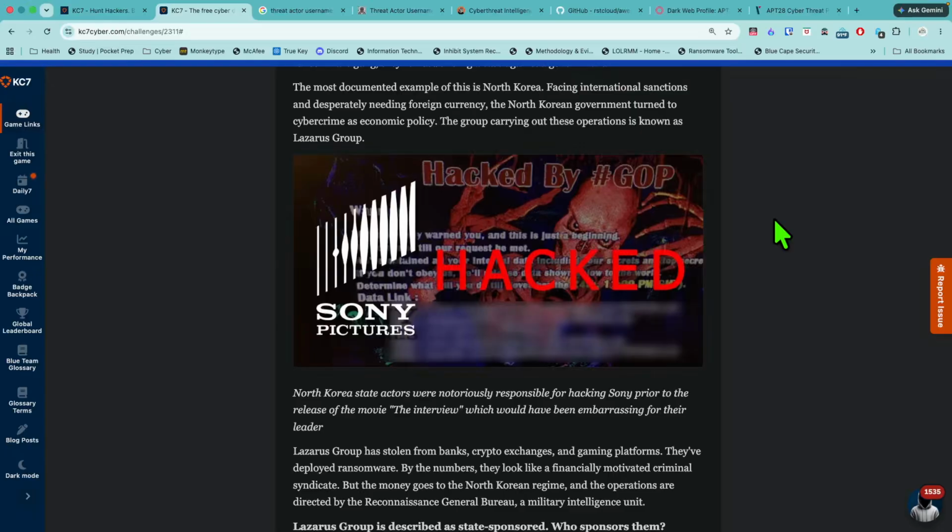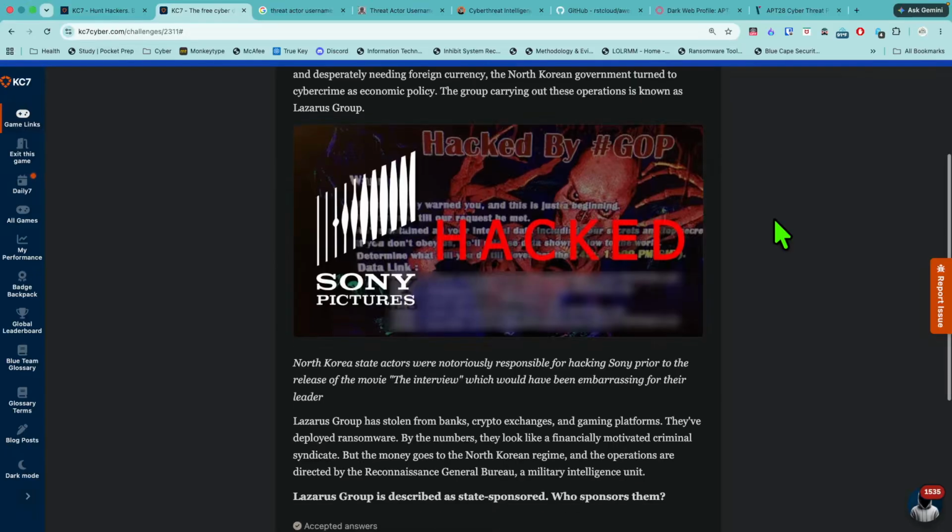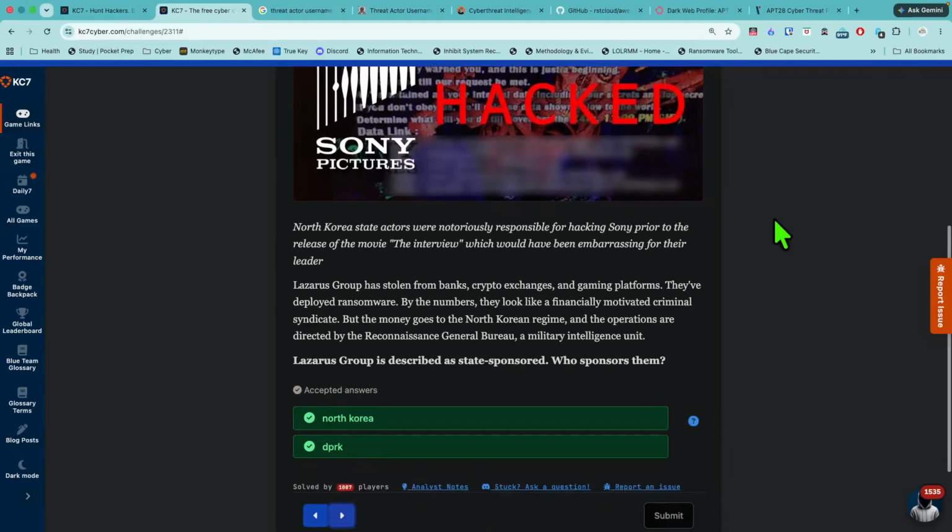The group carrying out this operation is known as Lazarus Group. Also, North Korean state actors were notoriously responsible for hacking Sony prior to the release of the movie The Interview, which would have been embarrassing for their leader. Lazarus Group has stolen from banks, crypto exchanges, and gaming platforms. They've deployed ransomware.